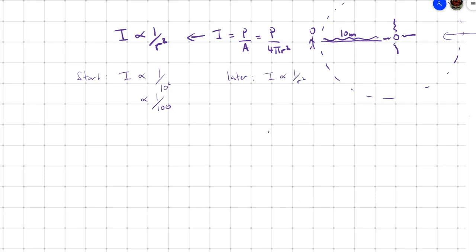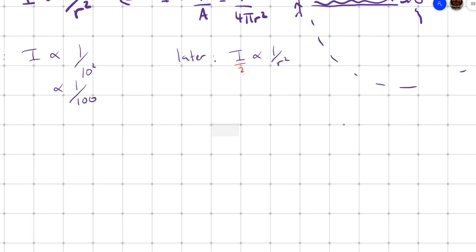Now what we've done is we've halved the intensity. If we're halving the intensity, what's going to happen to the radius? The radius is squared. Since it is inverse, if the intensity is dropping, it means that the radius is going to go up by a factor of 2, but since we square, it's going to go up by a factor of 2 squared.